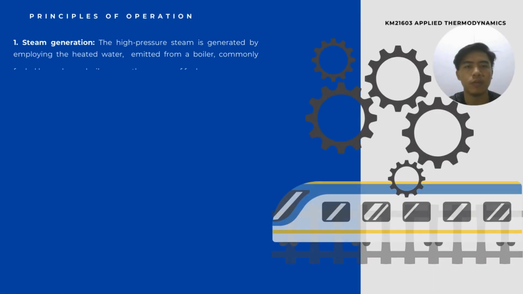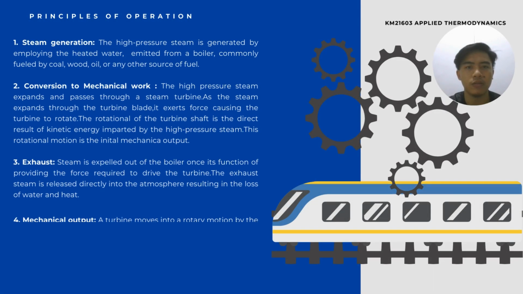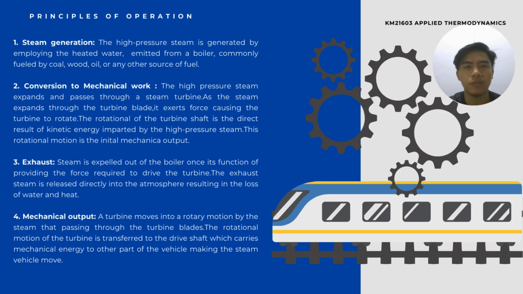Hello everyone, my name is Muhammad Arfan, and today I will talk about the principle of operation of the steam turbine. So first is about the steam generation. The high pressure steam is generated by employing the heat emitted from a boiler, commonly fueled by coal, oil and any other source of fuel.